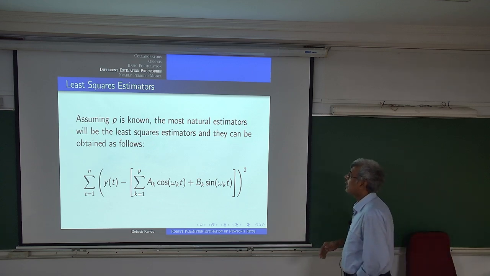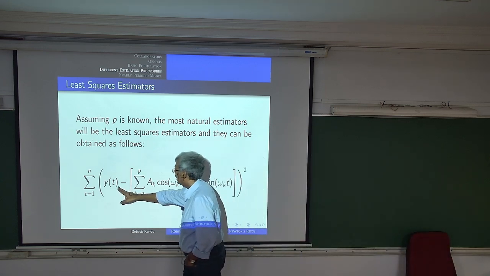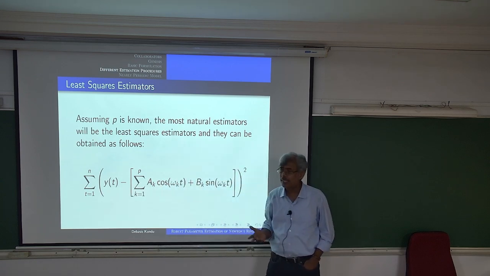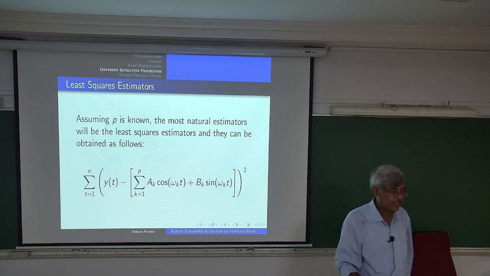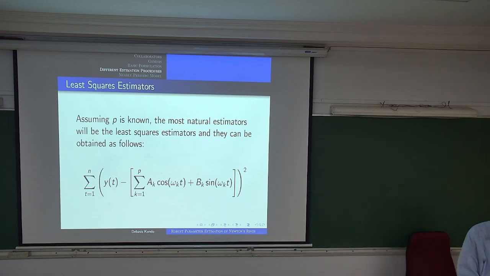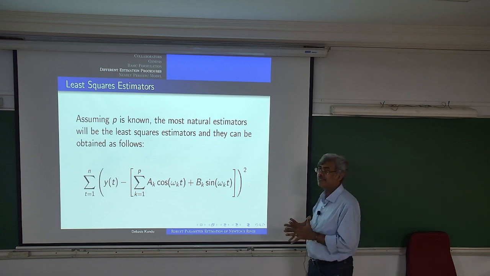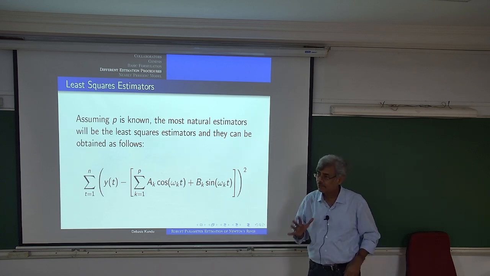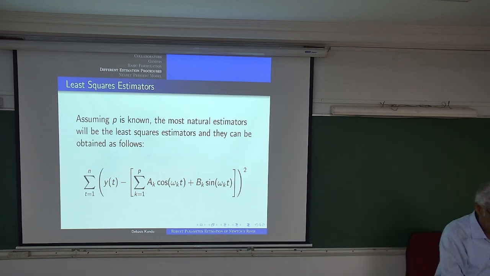But you look at the difference of yt minus this quantity, you try to minimize that quantity, and that's a standard way, and it works. It works in the sense that it works theoretically very well. But it is not that simple.